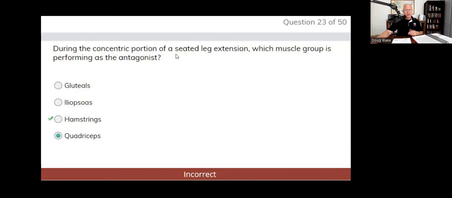So concentric, got to know what that means. Seated leg extension. Which muscle group is performing as, and here it is. There it is. There's the term. So don't worry so much about the answers yet. What do you got? Concentric contraction. You've got to know what that means. Of course, the exercise. And then agonist, antagonist. And this is where, if you're not familiar with some of the more esoteric terms that are used in kinesiology and biomechanics, yeah, I get it. So how do you do it?